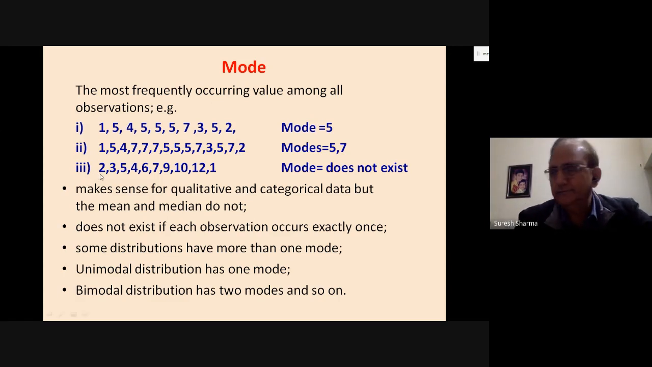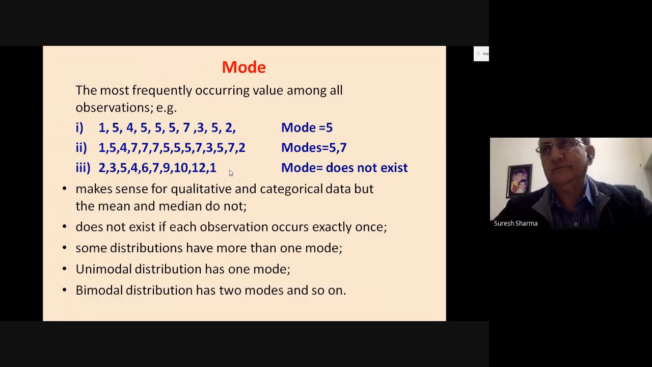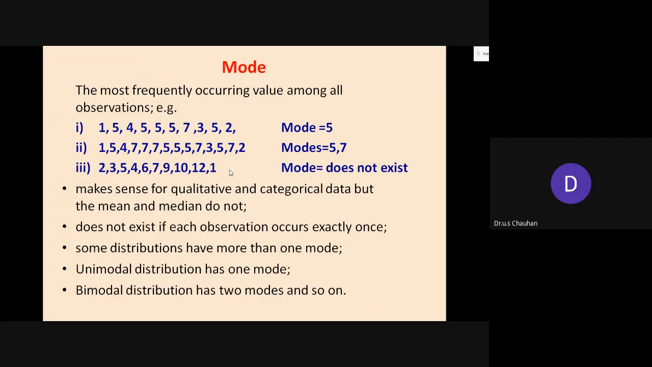Look at the series three data: 2, 3, 5, 4, 6, 7, 9, 10, 12, and 1. Now no value is repeated. If I ask you what is the value of mode, somebody can answer that all the values can be considered as mode. But look at the definition. There is no most frequently occurring value. That means your answer is mode does not exist. That is the correct answer, right? So mean exists, median exists, but mode may not even exist. And there may be two modes or three modes in your data. Hopefully you understand what I'm saying. Is that important? Yes, sir.